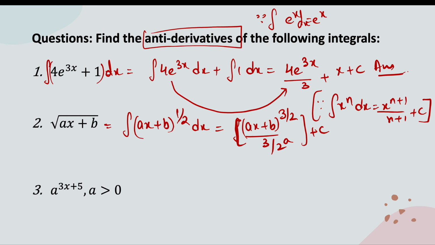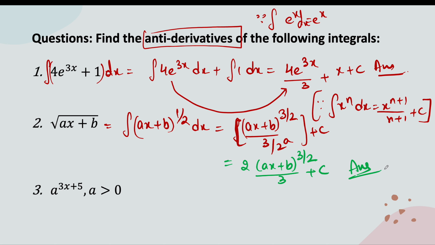Now let's simplify it a little bit. ये भी सिंप्लीफाइड नहीं हुआ है. सिंप्लीफाई करने के लिए just bring this 3/2 to the numerator, so that would be (ax plus b) to the power 3/2 upon (3a/2) plus c, that is 2(ax plus b) to the power 3/2 upon 3a plus c. Now yes, this is the answer.